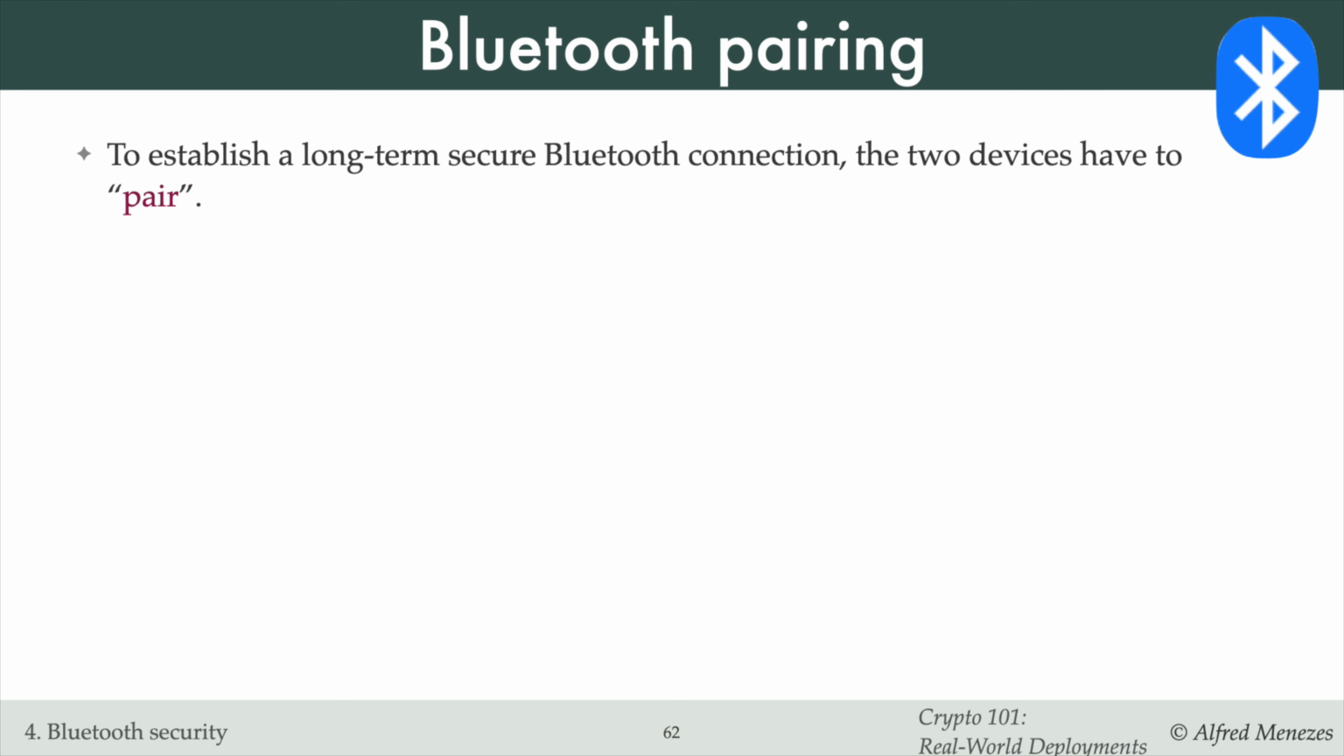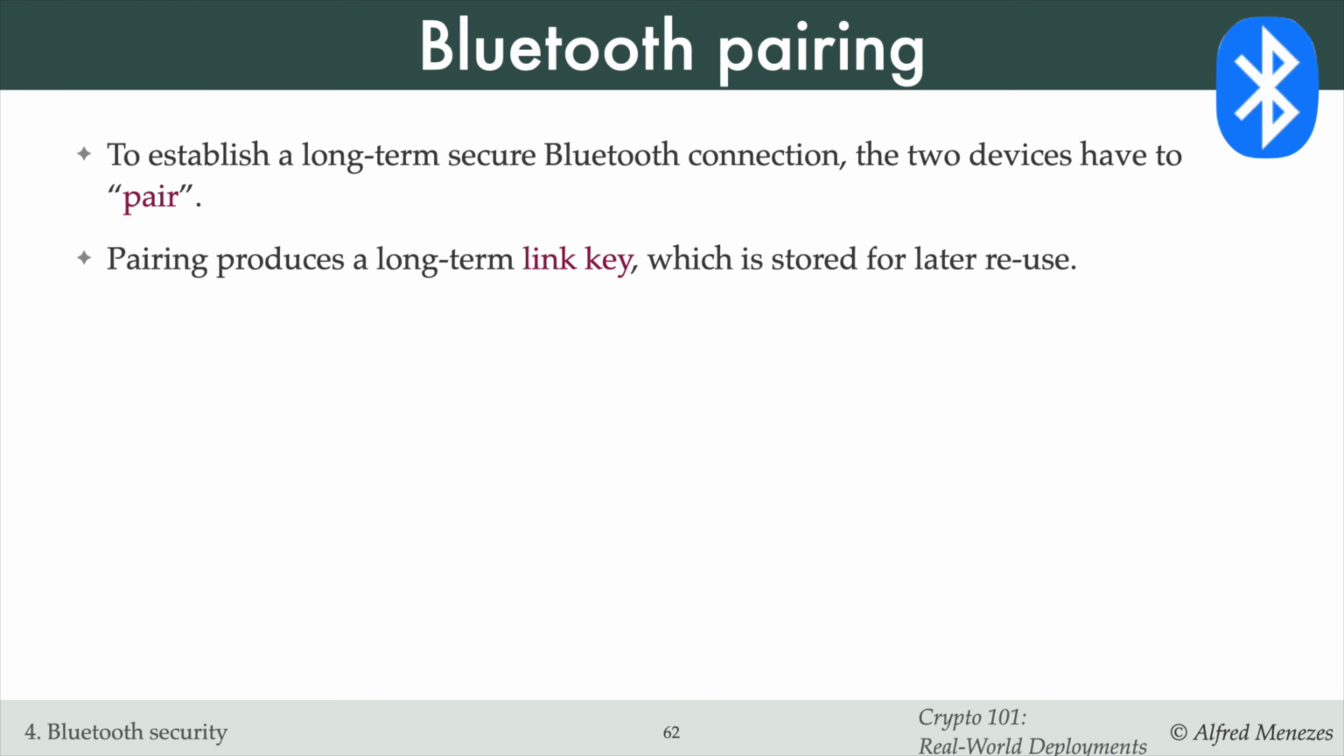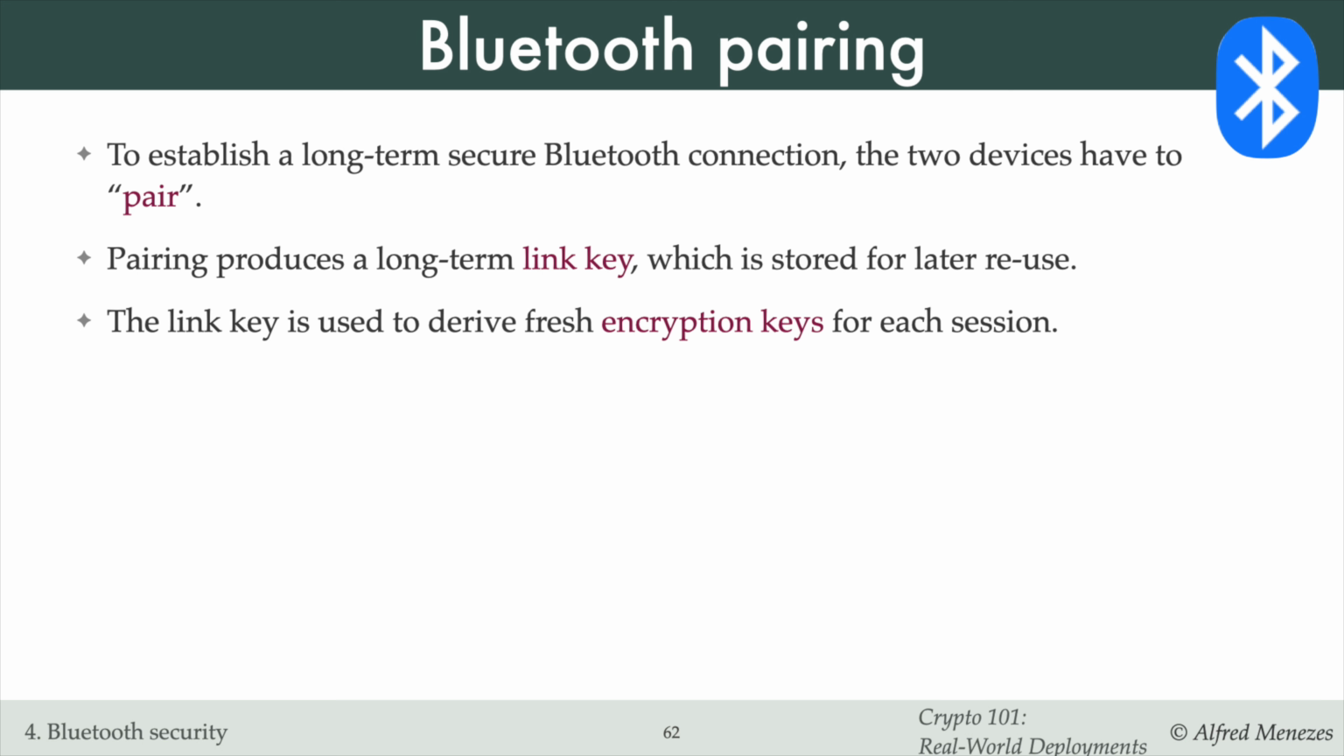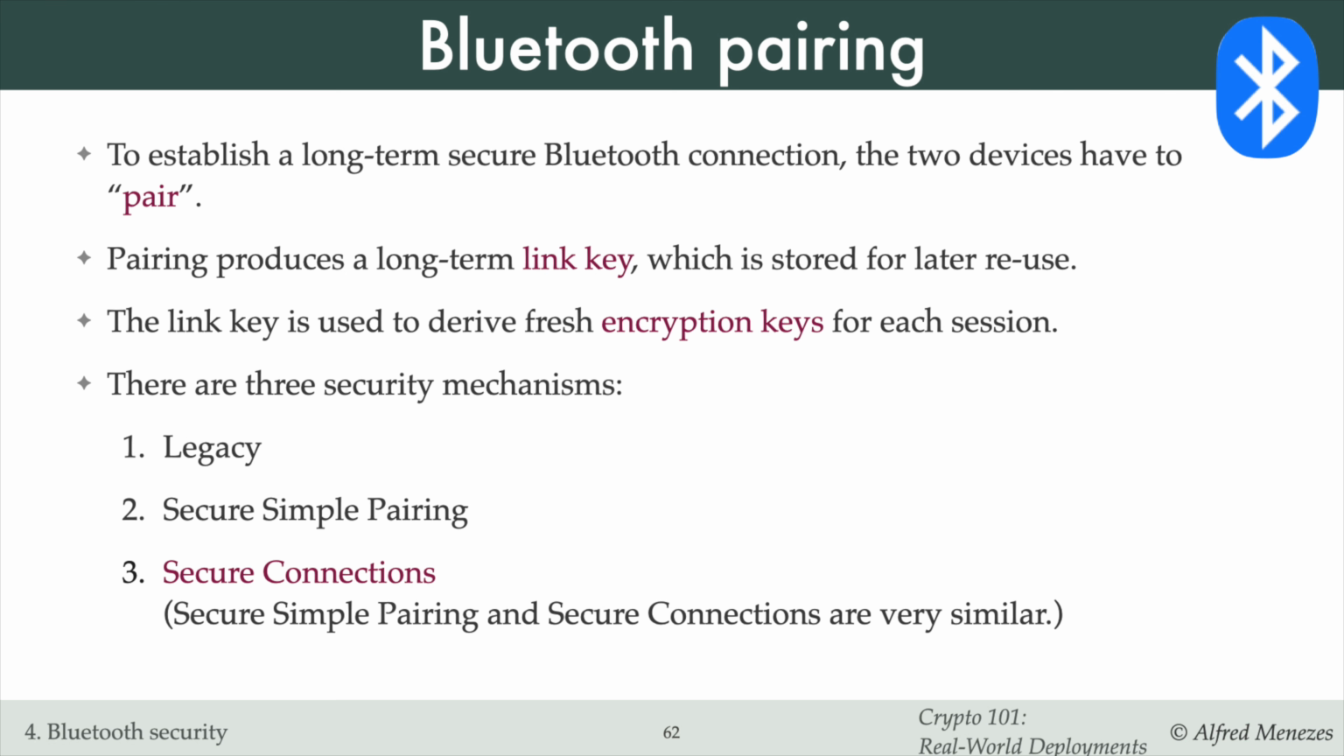To establish a long-term secure Bluetooth connection, two devices must undergo a pairing process. This process generates a long-term link key, which is stored for future use. The link key is used to derive fresh encryption keys for each session. Bluetooth offers 3 pairing methods. The first is legacy, the second is secure simple pairing, and the third is secure connections. In this video, I'll explain how secure connections works.